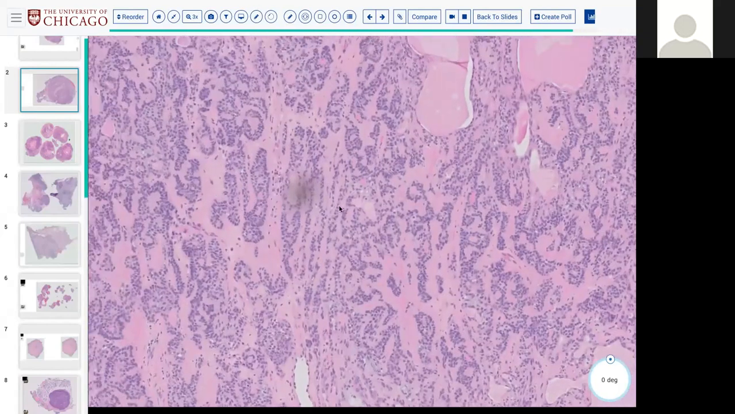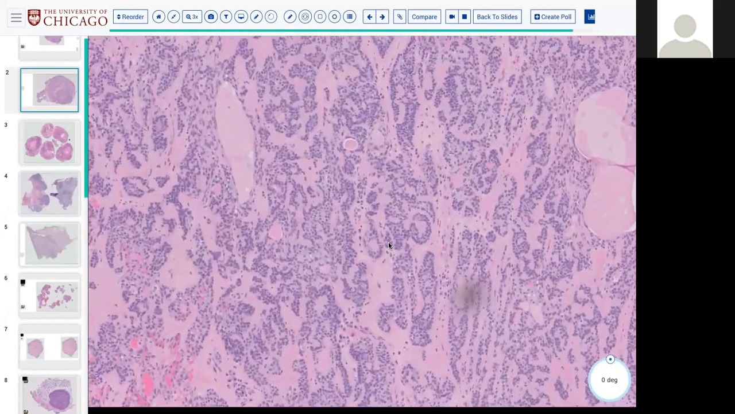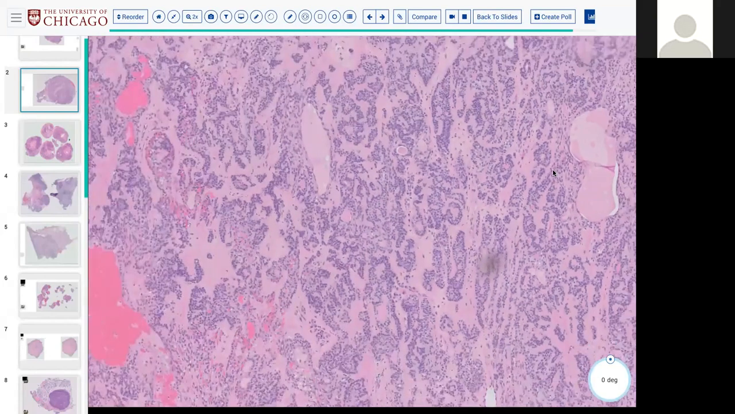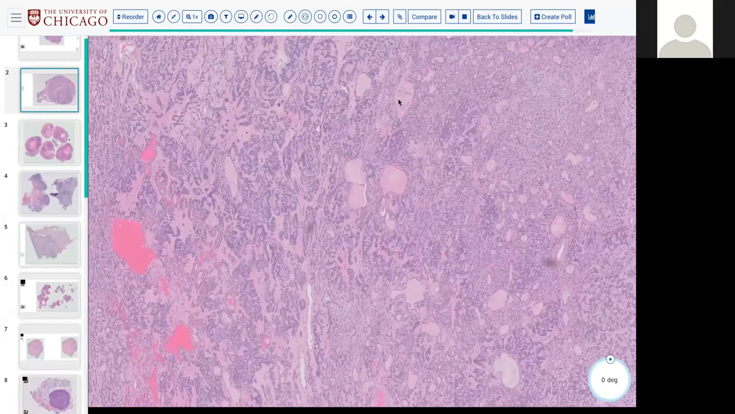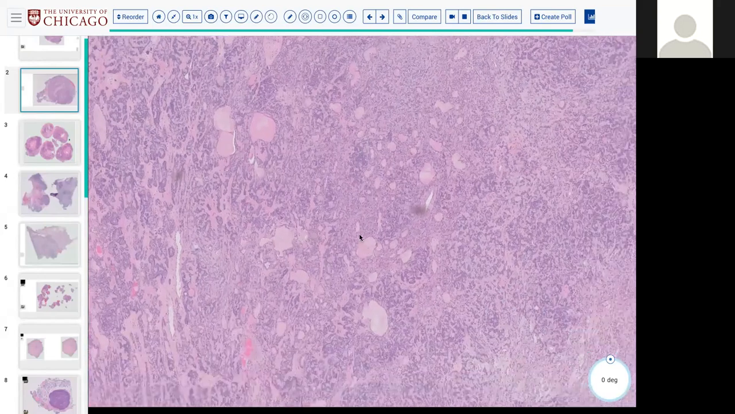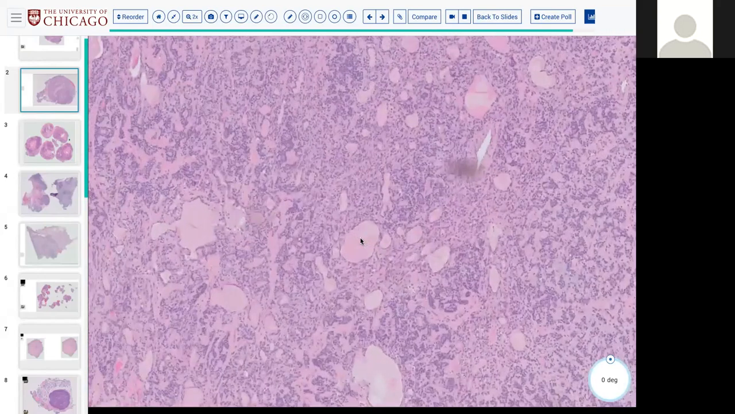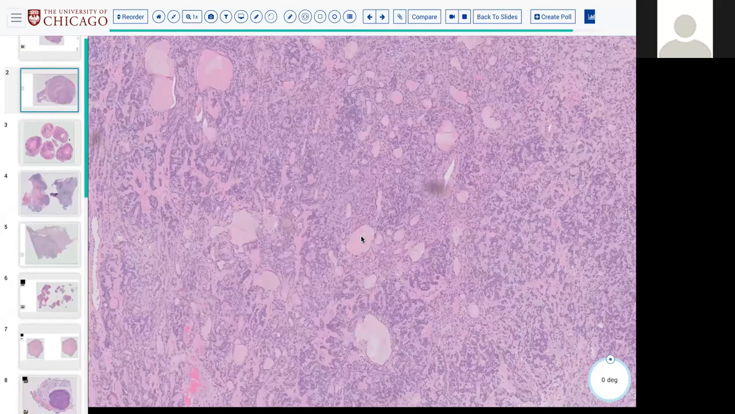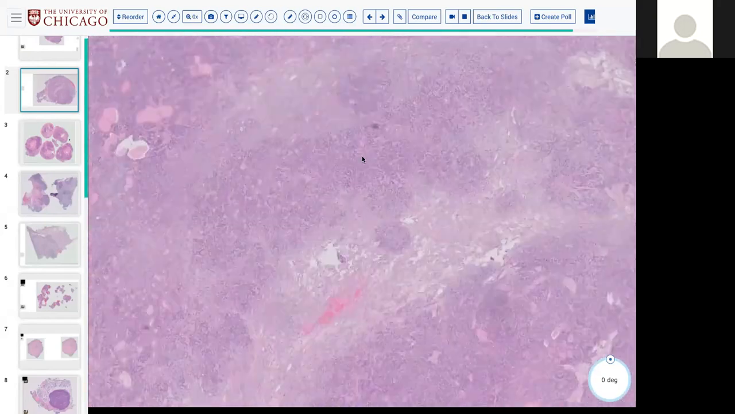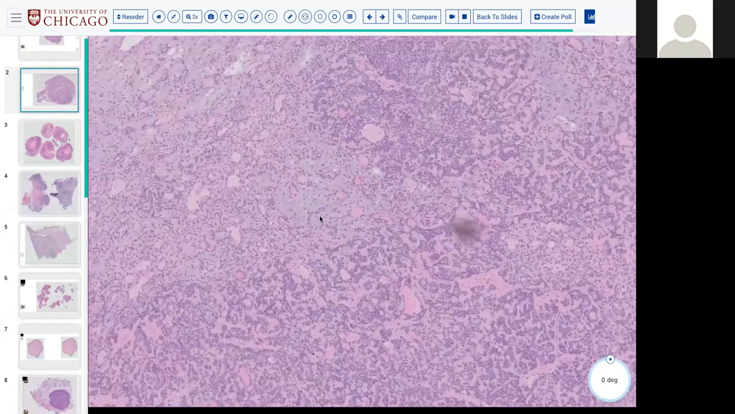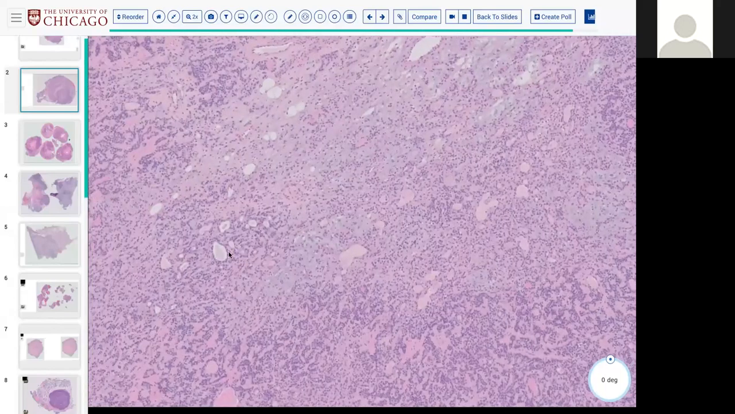And then there's a lot of these cystic areas, maybe just filled with some amorphous pink material. I guess the cells themselves look fairly monomorphic. I don't think I really saw two different populations.